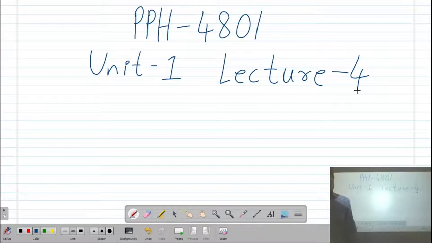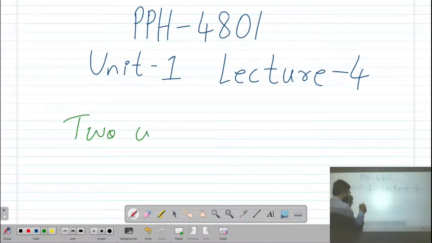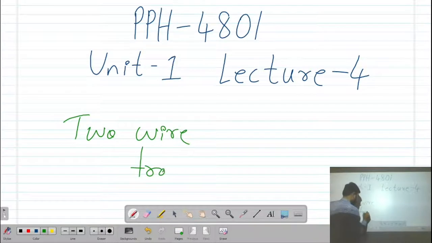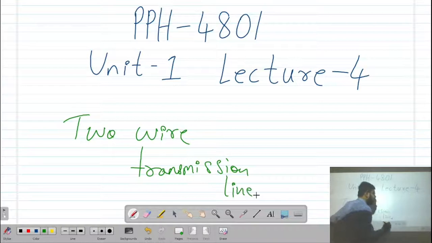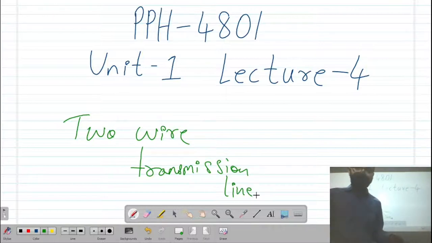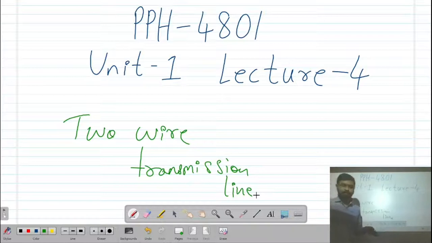In the last lecture, we have seen some of the properties, definitions, and terms related to the 2-wire transmission line. In that we have seen characteristic impedance, reflection coefficient, and VSWR, that is voltage standing wave ratio. We have also calculated one small example related to that.